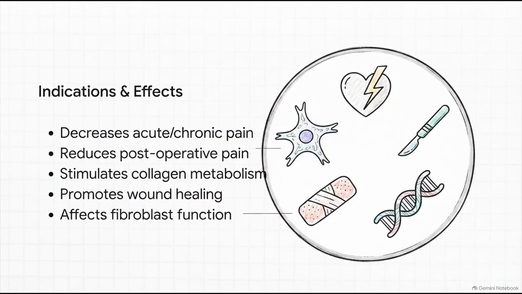So you might be wondering, when do clinicians actually use this? Well, the clinical indications and physiologic effects are quite specific. According to the guidelines, low-level laser therapy is a go-to for decreasing acute and chronic pain and inflammation. What's really notable here is that the CPT code descriptor for 97037 specifically calls out its use for post-operative pain reduction. But it doesn't just stop at pain. It literally works on a cellular level to speed up connective tissue repair. We're talking stimulating collagen metabolism, promoting wound healing, and it's even proposed to affect fibroblast function. Some research even suggests it brings down inflammation by reducing prostaglandin synthesis.